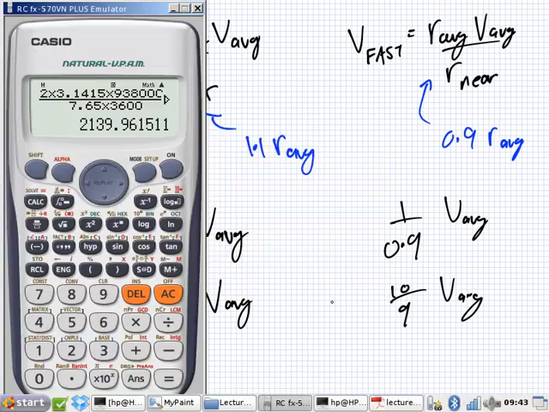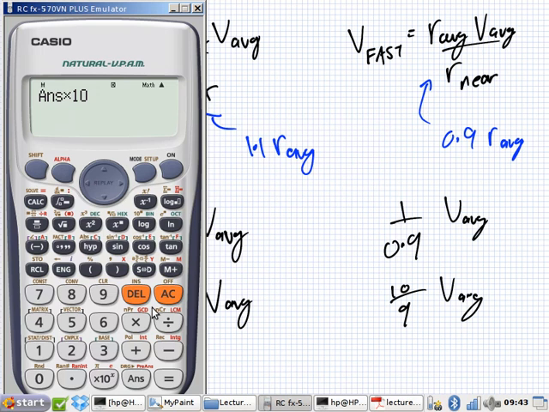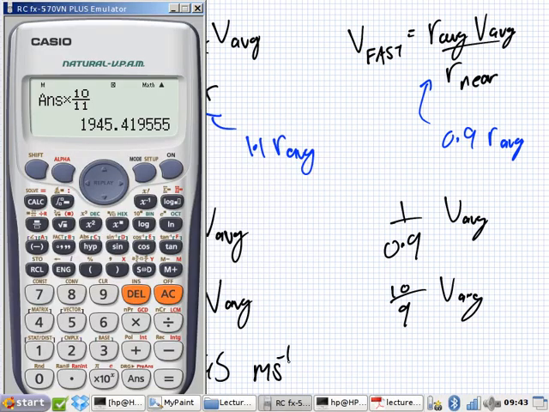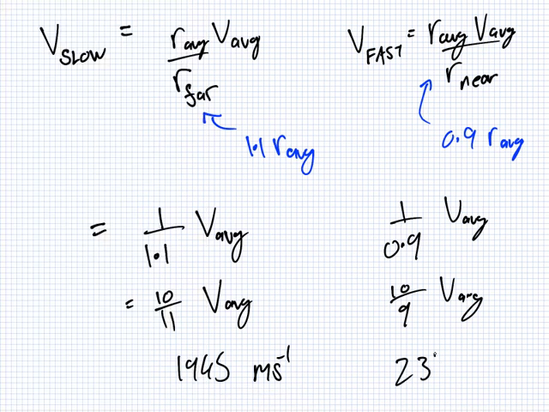So if I multiply this one by 10 over 11, 1945, that's the slowest it can be going. And then multiply it by 10 over 9, 2378. That is the fastest it can be going. Yeah. Next.